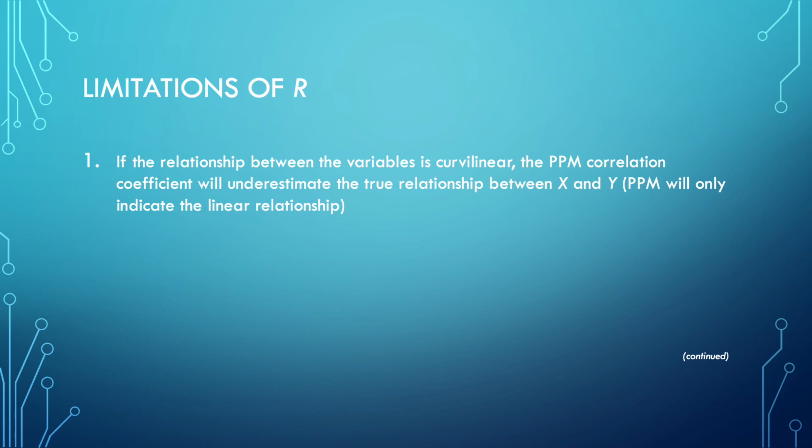While R is commonly used, there are some limitations to it. For example, if the relationship between the variables is what we consider curvilinear, then the PPM correlation coefficient will underestimate the true relationship between X and Y. The PPM will only indicate a linear relationship. So the PPM of a curvilinear relationship would be near 0. It's helpful to graph this as a scatter plot so we can see if there is a curvilinear relationship. And I'll show you an example of what that looks like on the next slide.